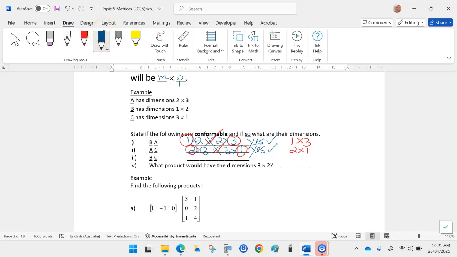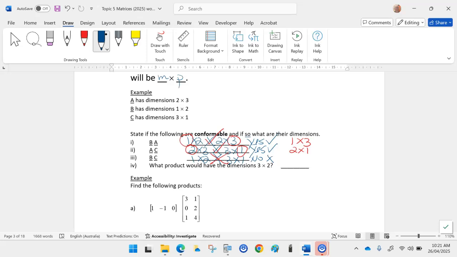BC. B has dimensions 1 by 2, multiplied by C, which has dimensions 3 by 1. Can you multiply them together? First one's got 2 columns, second one's got 3 rows. This time, no, we cannot multiply them together. That's a big fat no. No point finding the dimensions because they don't exist.